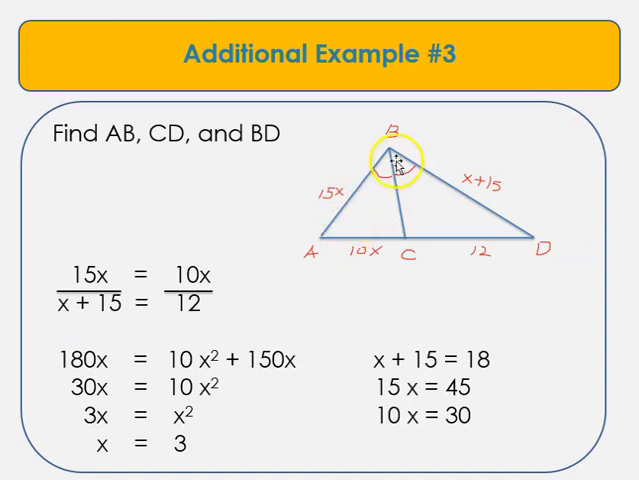Here is another with the triangle angle bisector theorem. It asks us to find AB, CD, and BD. So you can tell this one is a little bit different. We actually have more than one term on one side, you just need to remember how to use your distributive property.